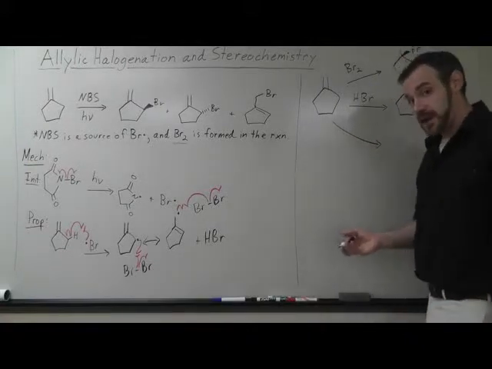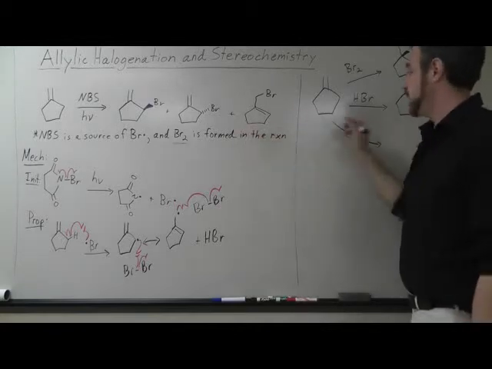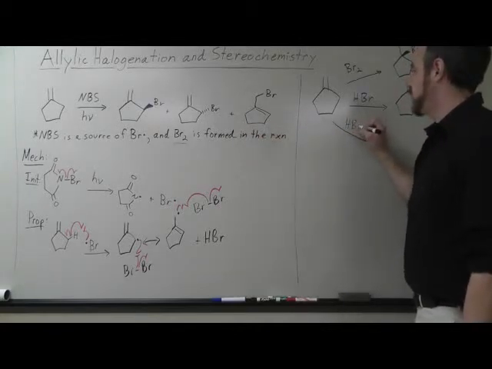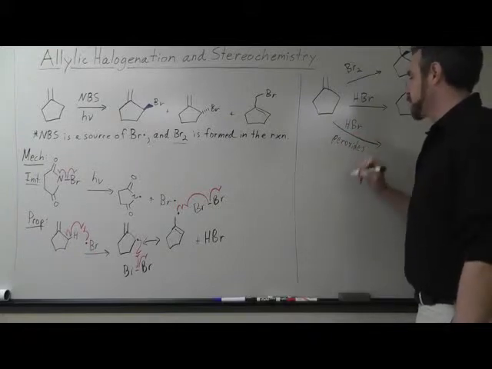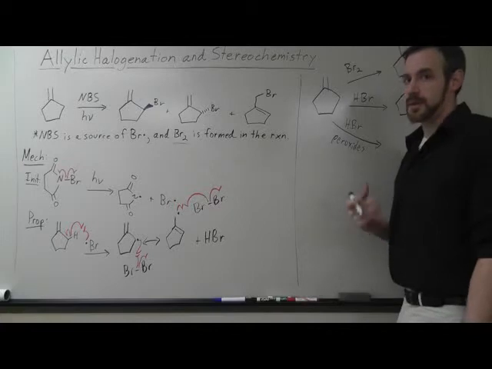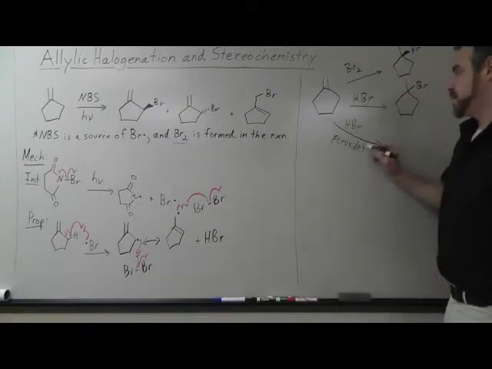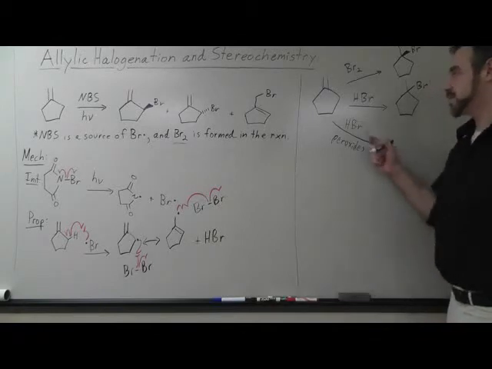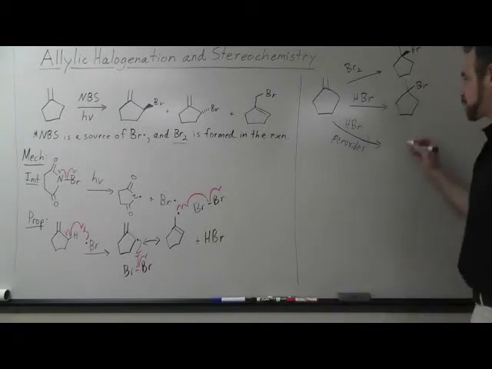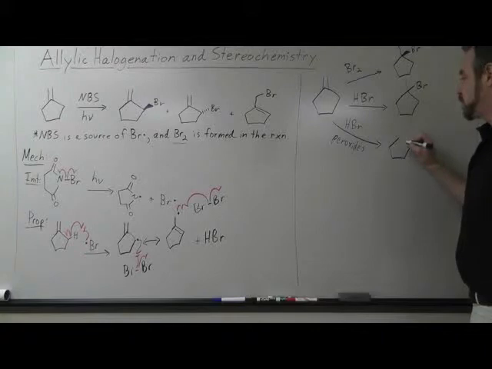A radical reaction that is different than allylic halogenation is HBr with peroxides. If peroxides are present, that's a radical initiator. And so when the peroxides are present, it's a completely different mechanism. And you're not responsible for this mechanism, but you should know how to predict products.